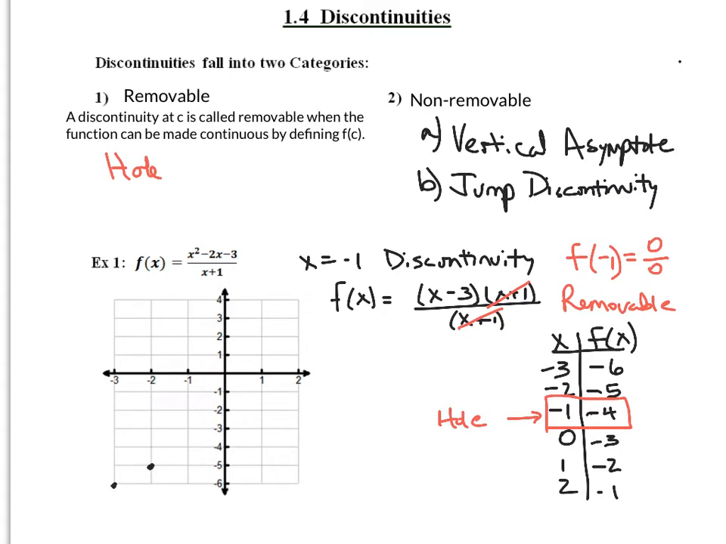Again, at negative 1, negative 4, I'm going to put a hole, and I'm even going to emphasize it by making it a red hole. And then the rest of the points follow along in a linear function. So this is the graph of f of x, and I'm going to identify that this hole is occurring at the point (-1, -4), and that this is a removable discontinuity.